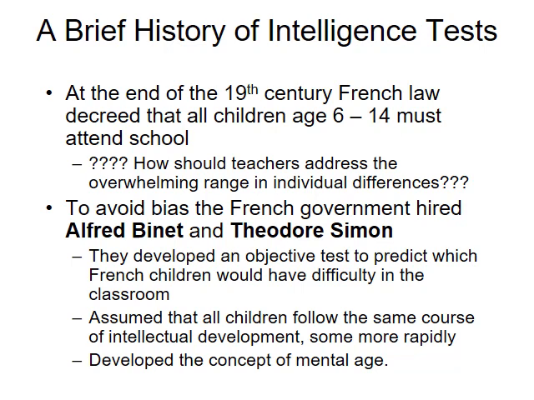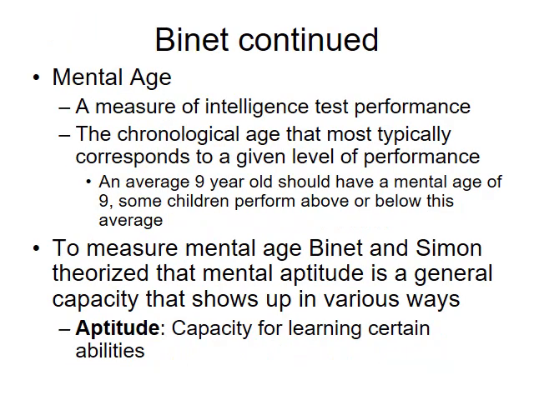They made an assumption that all children would follow roughly the same developmental course for intellectual ability, and they developed the concept of mental age. Mental age is what you really want to know. It is more often attributed to Binet, but it is Simon and Binet that make this. They come up with this idea of mentally how old are you, as opposed to chronologically how many years you have lived. So mental age is a measure of intelligence test performance.